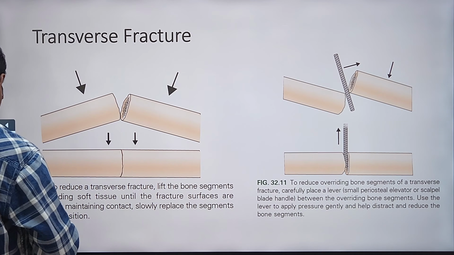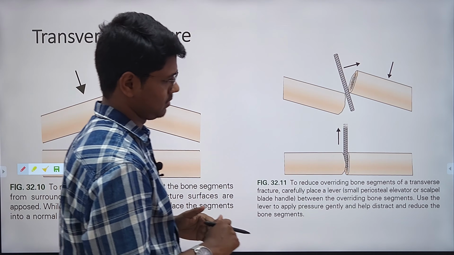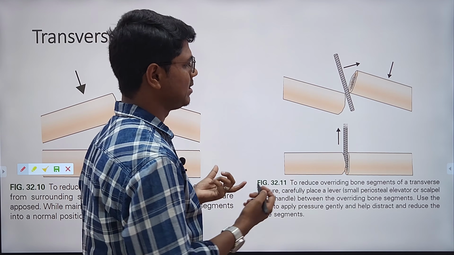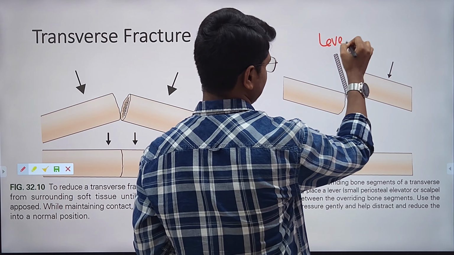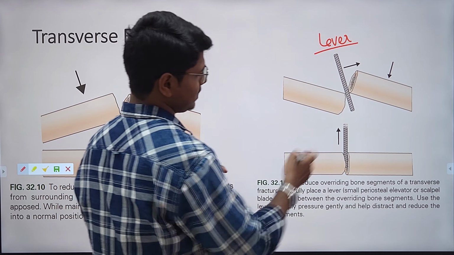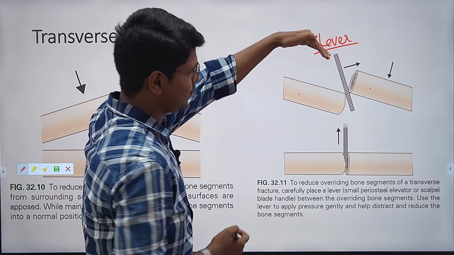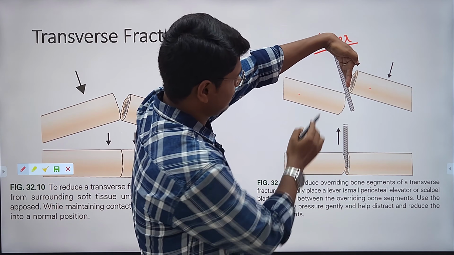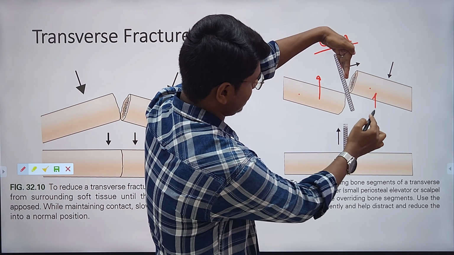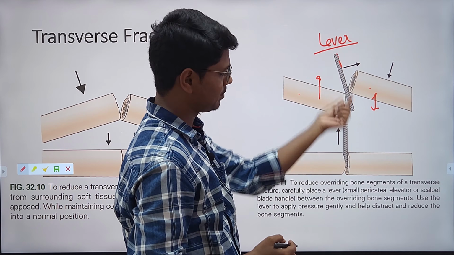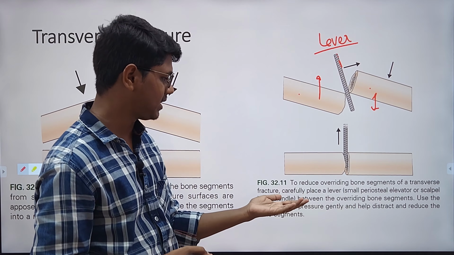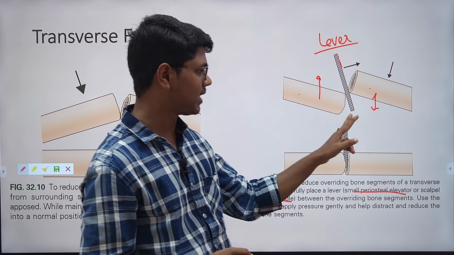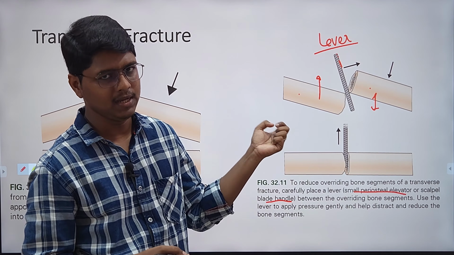Next, another technique is you can use the periosteal elevator, or you can use a BP blade handle. Simply, it acts as a lever. You will use a lever. You see here one fragment, between these you put this lever. So when you move this lever like this, this particular segment will go up, this particular segment will go down, and there will be apposition. Then simply remove the lever. You can use a periosteal elevator, scalpel blade handle, all those things. This is also another method through which transverse fractures can be reduced.